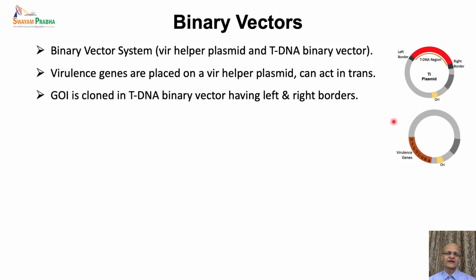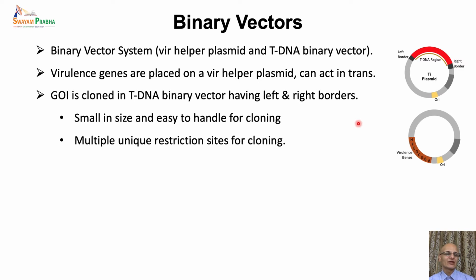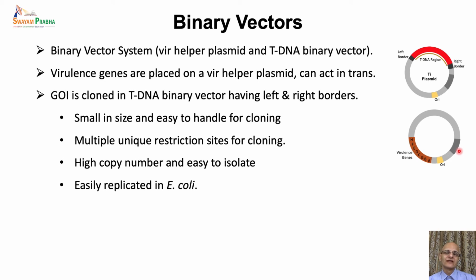So typically the gene of interest is cloned in the tDNA binary vector having left and right borders like this one. These vectors are smaller in size and hence they are easy to handle during the cloning and transformation process. Multiple unique restriction sites for cloning are available, and even if these are not available, they can be introduced easily, and another vector with unique restriction sites can be synthesized. These vectors are high copy number plasmids, that is, within the same cell these plasmids can multiply and accumulate a large number of copies, and therefore they are easy to isolate and are not limited by the amount of plasmid for manipulation.